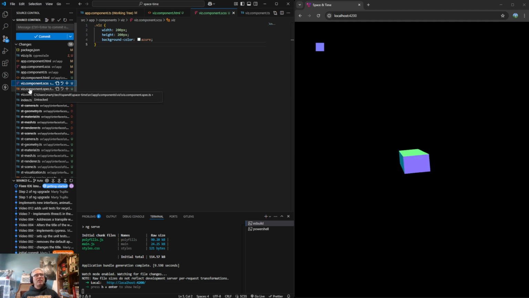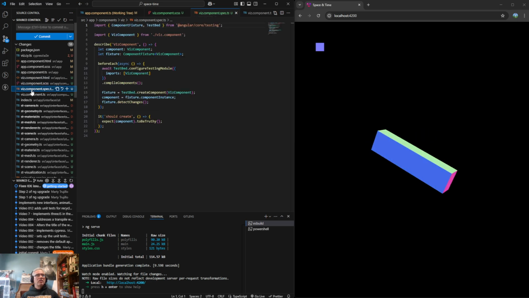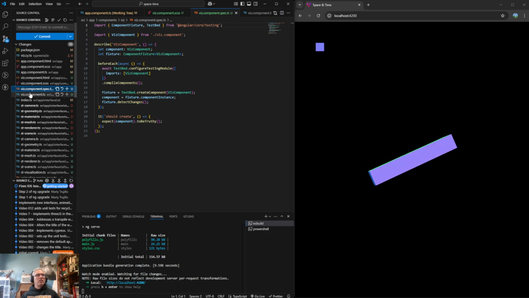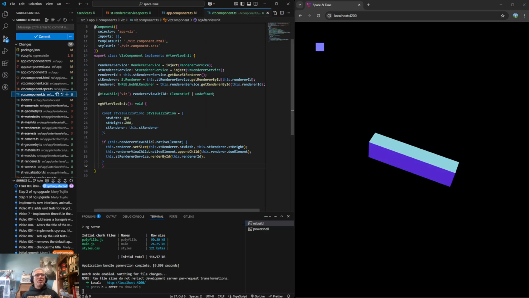I would definitely, this is probably not long for the world. We probably want to set this based on, let's go to, okay, so this is our spec. And then this is our component. So basically we've got this.